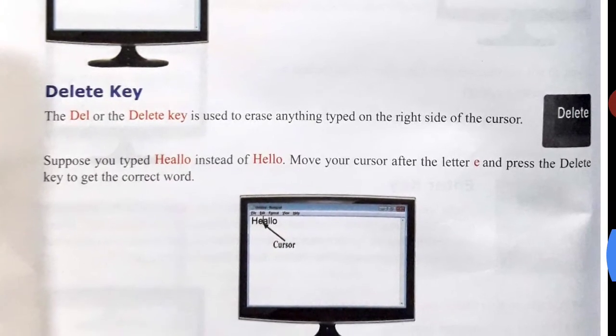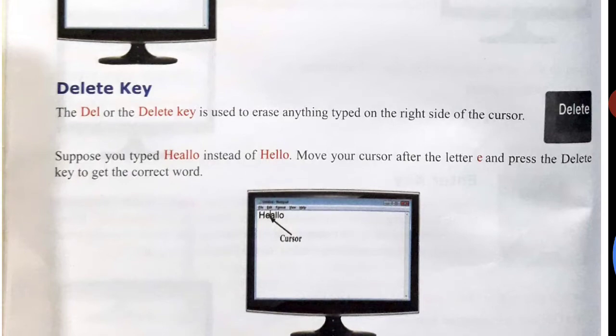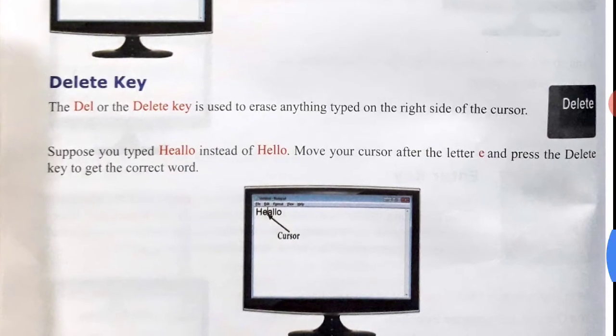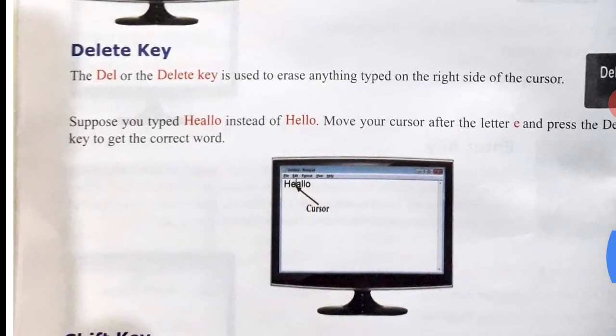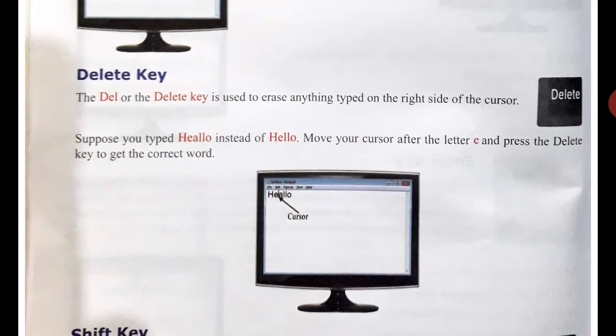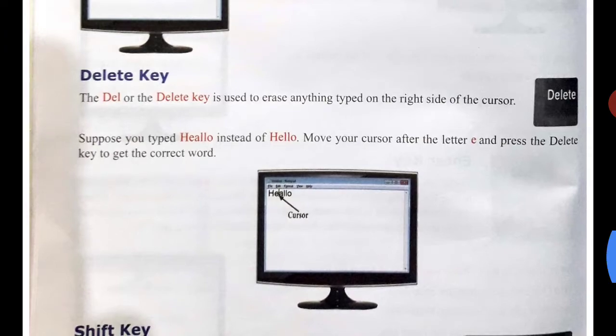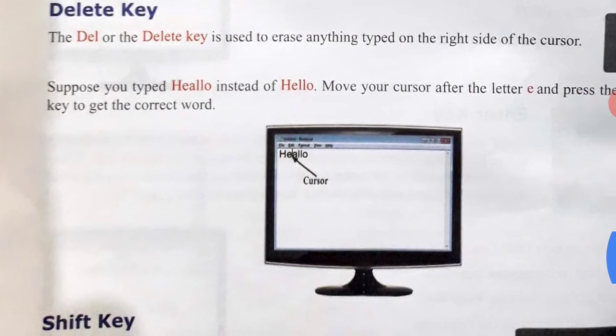Now see here. Suppose you type HEELLO instead of HELLO. See the spelling: HEELLO instead of HELLO. Move your cursor after the letter E and press the delete key to get the correct word. What do you have to do? You have to move the cursor after the letter E and press the delete key to get the correct word. Okay, like this, as shown on the monitor.